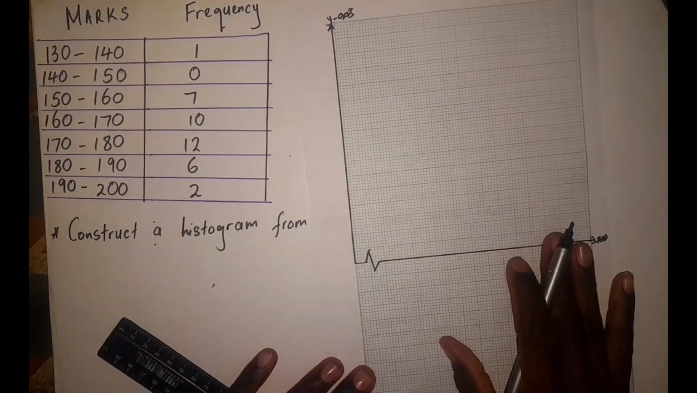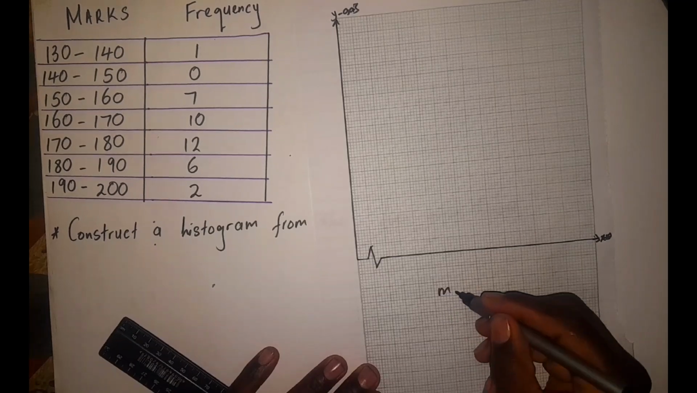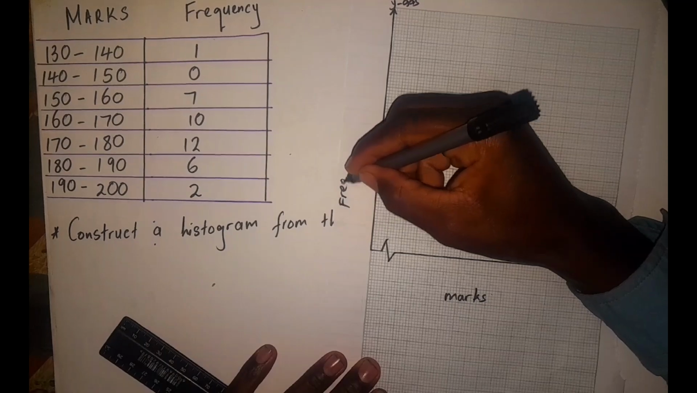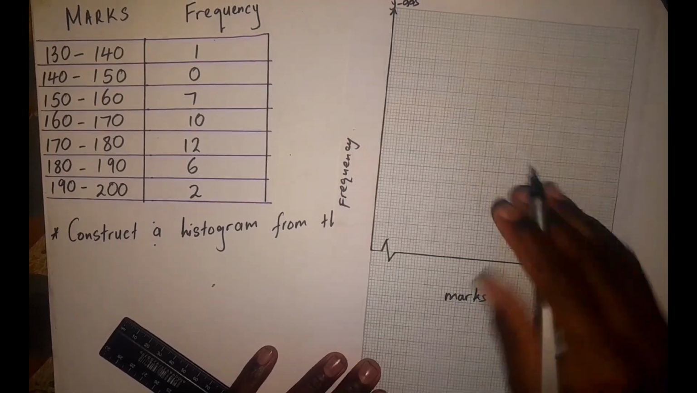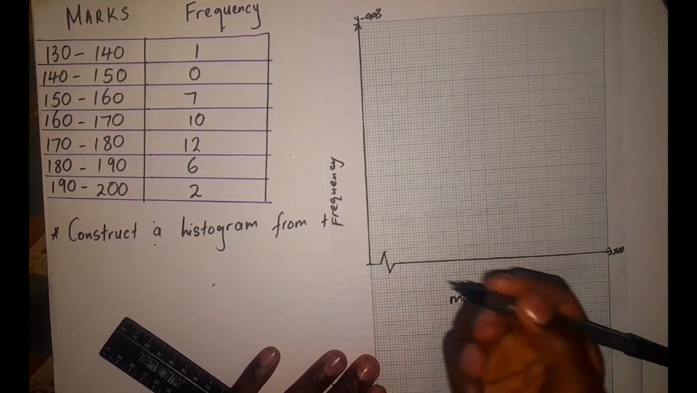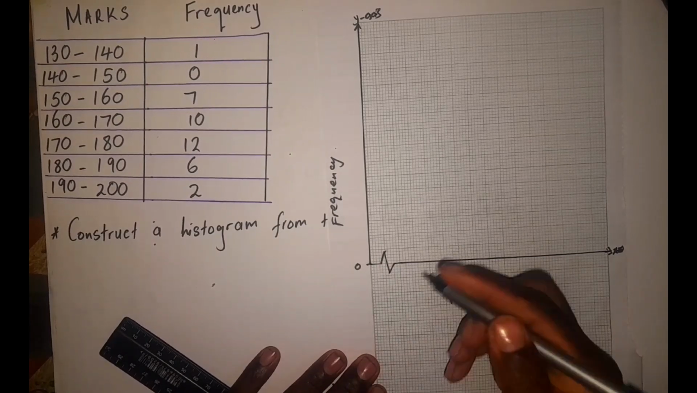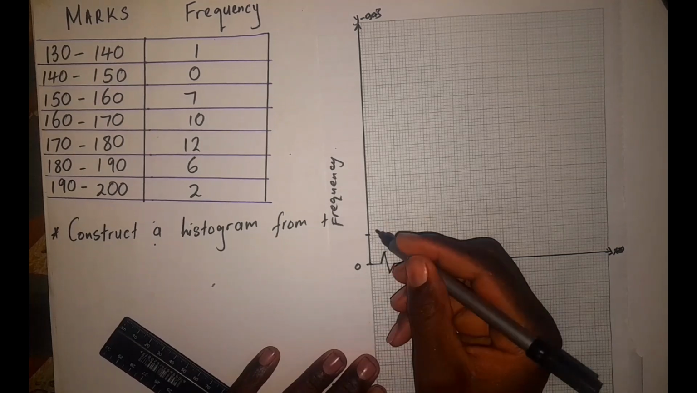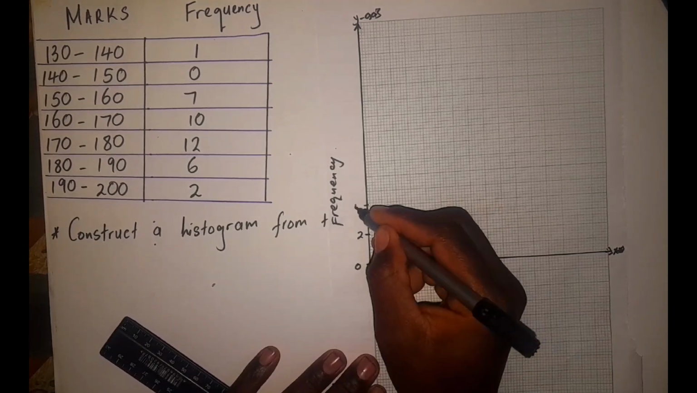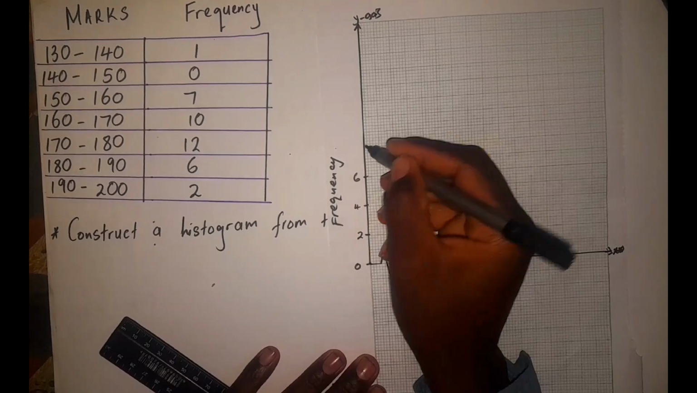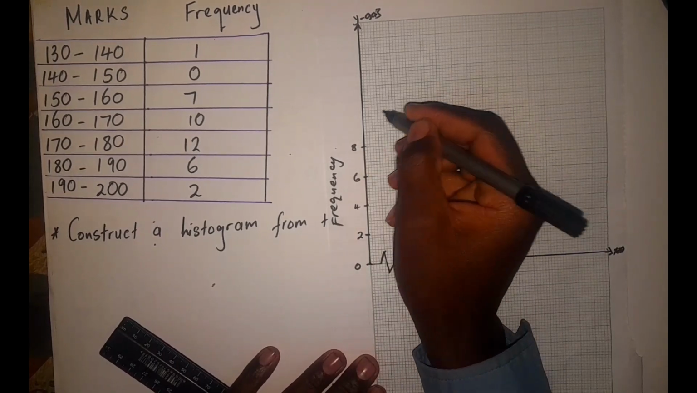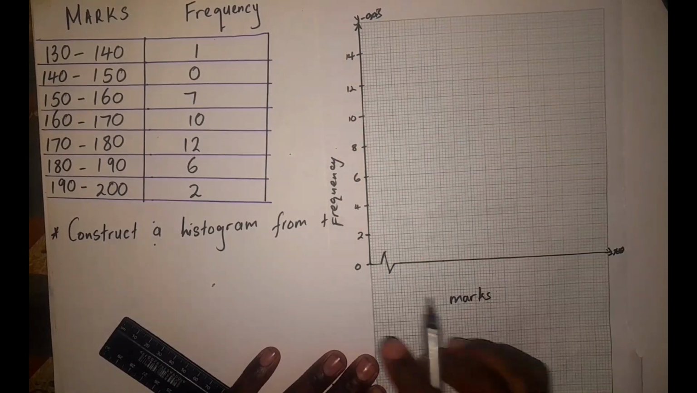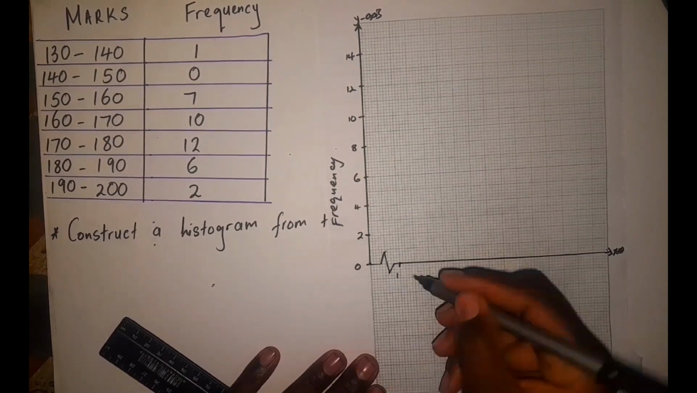After drawing like this, on this side we're going to label marks, and on this side is where we are going to write our frequency. On this side I'm going to use a scale where 2 centimeters represents each unit. So I'm going to say 2, 4, 6, 8, 10, 12, 14. And then on this side I'm going to start on 130.